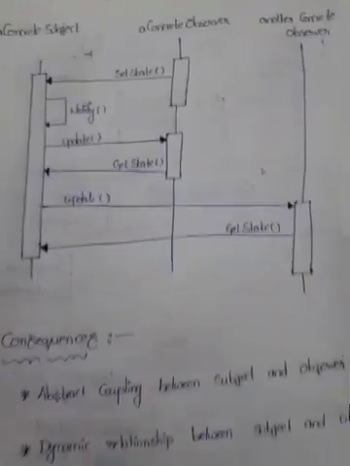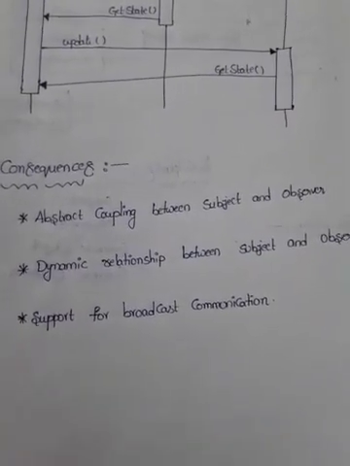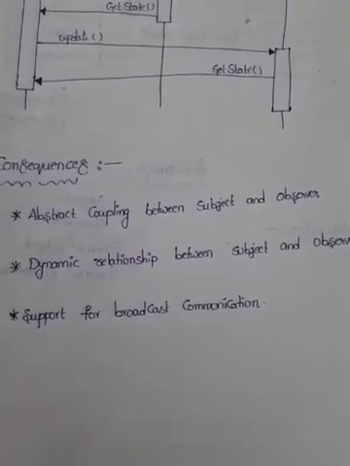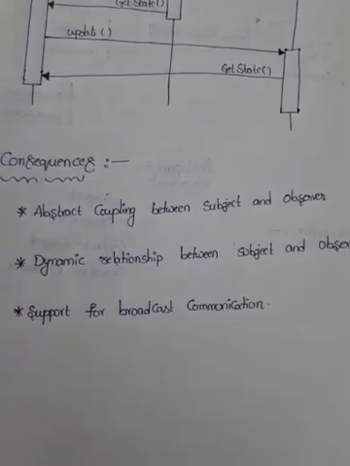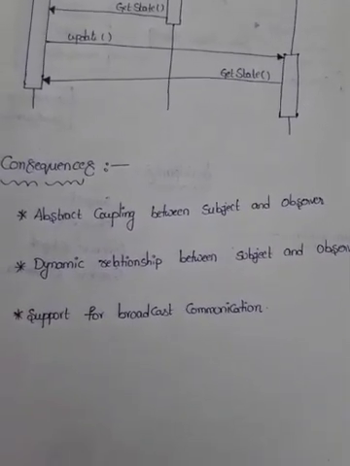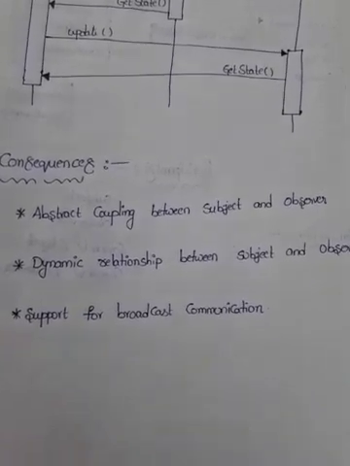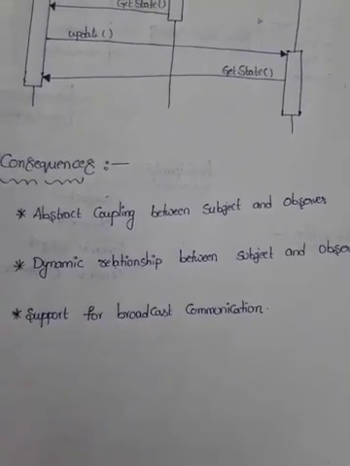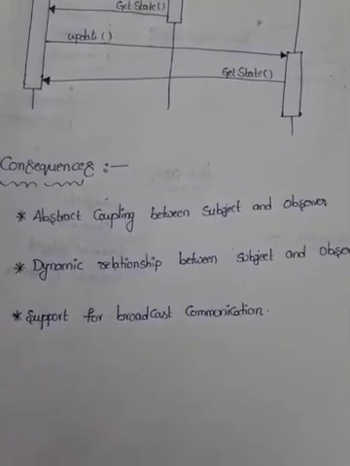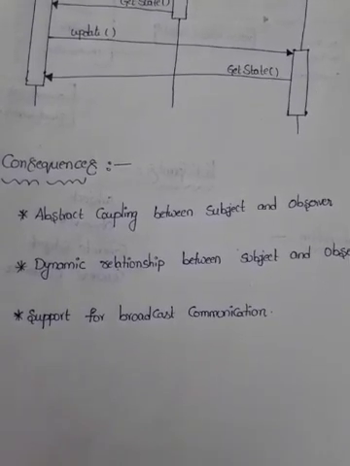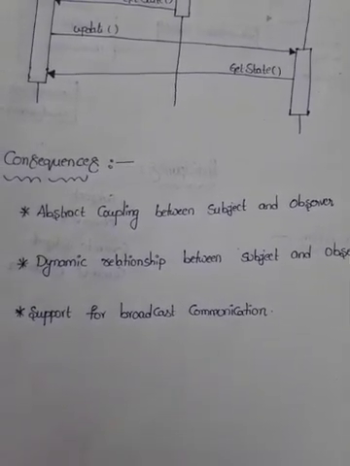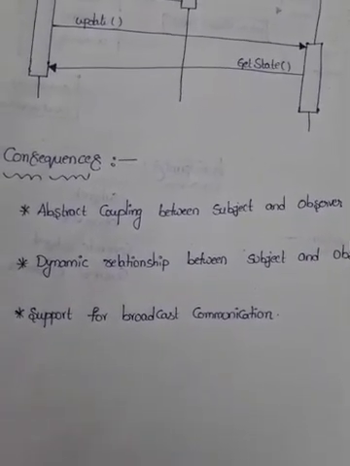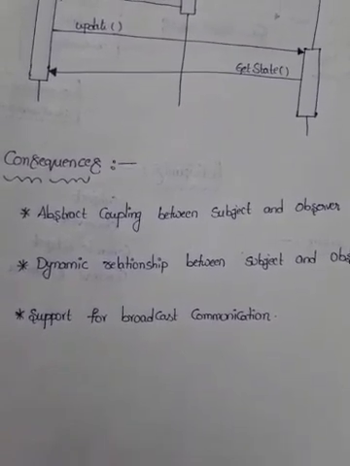Our next template is consequences. The first consequence of the observer pattern is abstract coupling between subject and observer. That means all a subject knows is that it has a list of observers, each conforming to the simple interface of the abstract observer class, and the subject does not know the concrete class of any observer. Thus, the coupling between the subject and observer is abstract and minimal. That means they are not tightly coupled.